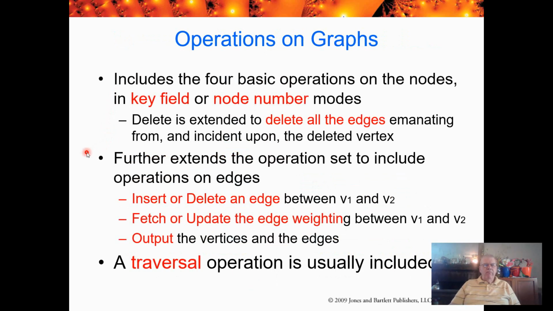Okay, so we have our 4 basic operations in key field or node number. Now I mentioned before that if you delete a vertex, you have to delete all the edges that are adjacent to it, because an edge doesn't live out by itself without an endpoint.